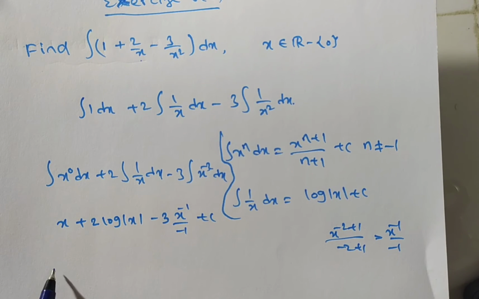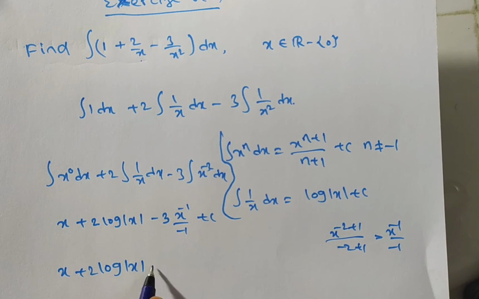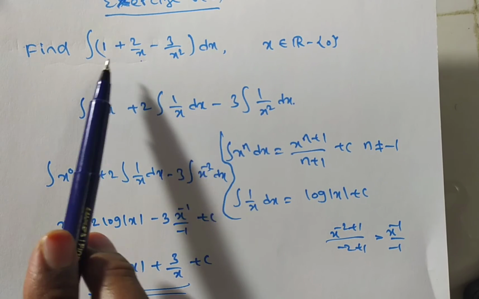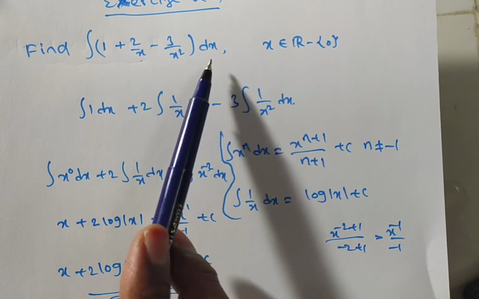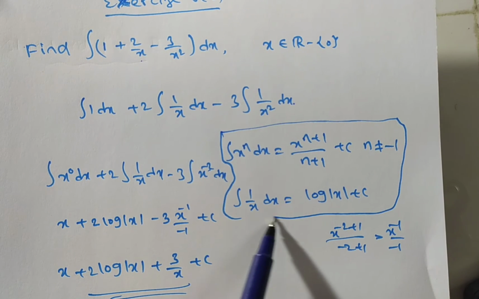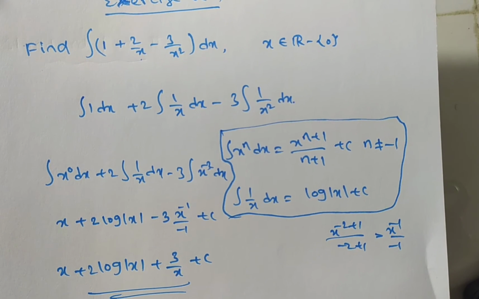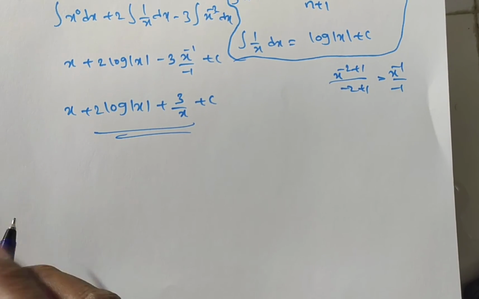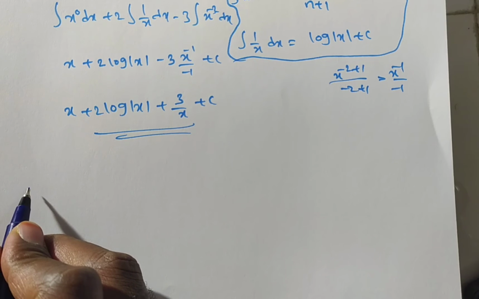I will write one more step for you. x plus 2 log mod x minus of minus, plus 3 divided by x, plus c. This is the solution for the integral of 1 plus 2 by x minus 3 by x square dx. In this case we used both standard form 1 and standard form 2, a combination of 1 and 2. Next, one more problem also we will do in this combination, that is problem number 5.